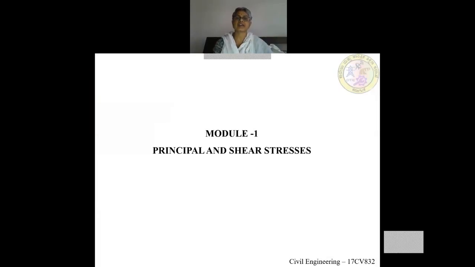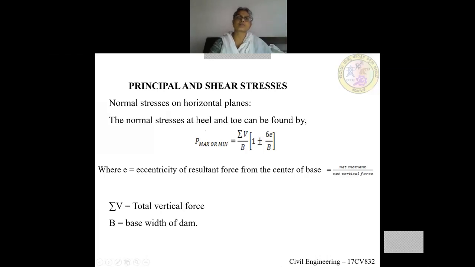Principal stresses and shear stresses. First, the normal stresses on the horizontal plane. For the normal stresses at heel and toe, we have found the expression. P maximum is at the toe, so you use a plus for that, and P minimum is at the heel, so you use a minus symbol for that. Sigma V is the sum of all the vertical forces, B is the base width of the dam, and e is the eccentricity of the resultant force, which should pass through the middle third for no tension to develop.